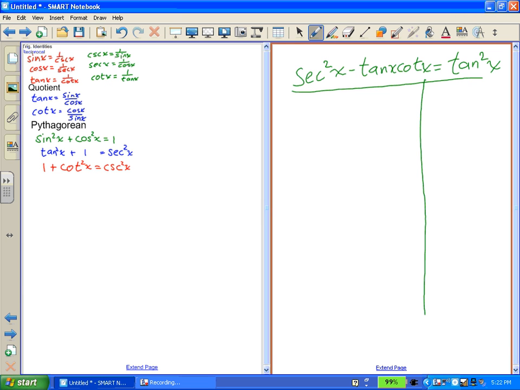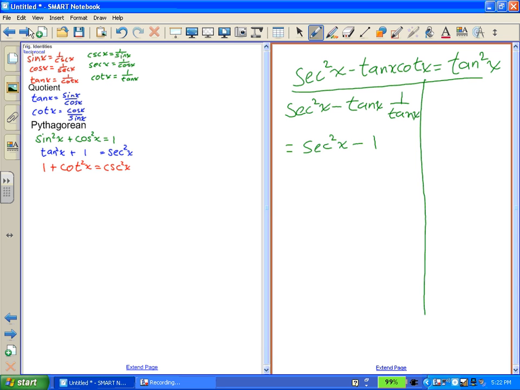Well, right off the bat, I can do something here. So I'm going to put in secant squared x, leave that, minus tan x, but I'm going to use one of the reciprocal identities and put cotan x as 1 over tan x. Why did I do that? Because tan x times 1 over tan x is just 1. So this gives me secant squared x minus 1.